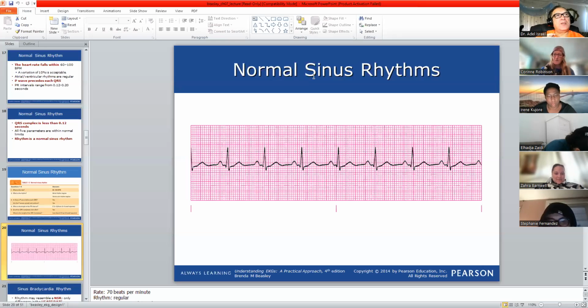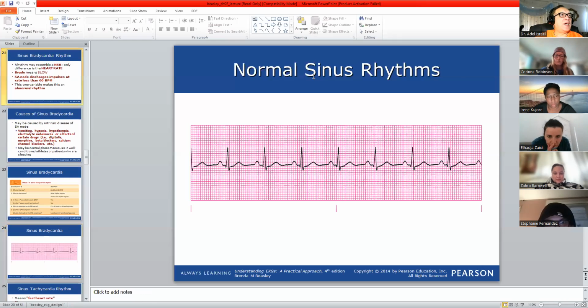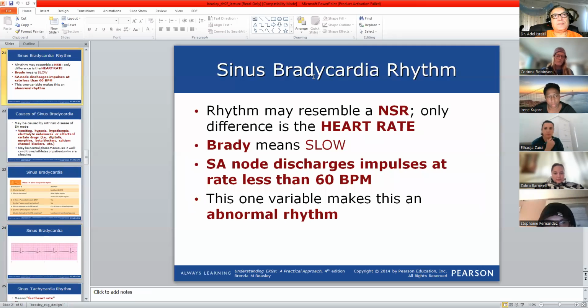Very good. So this is how to go by this strip, and by the end, you find that you put everything as normal, normal, normal, normal. So you put the header. What is the header? Normal sinus rhythm. Good, right? Okay. Let us go to another subject.